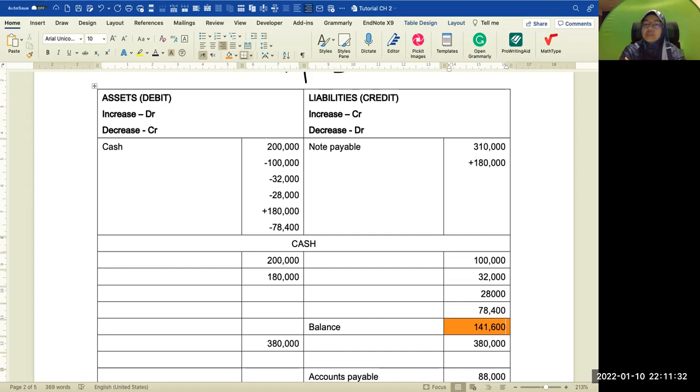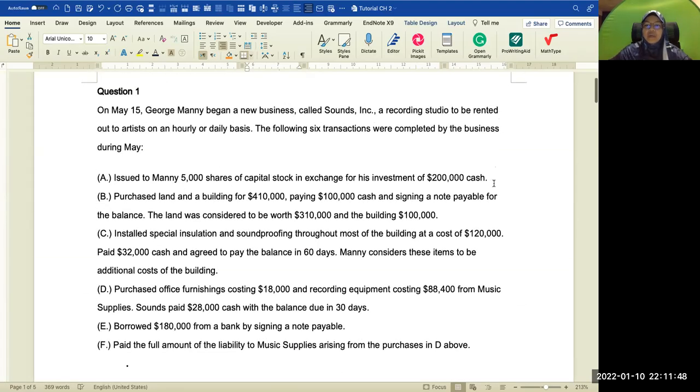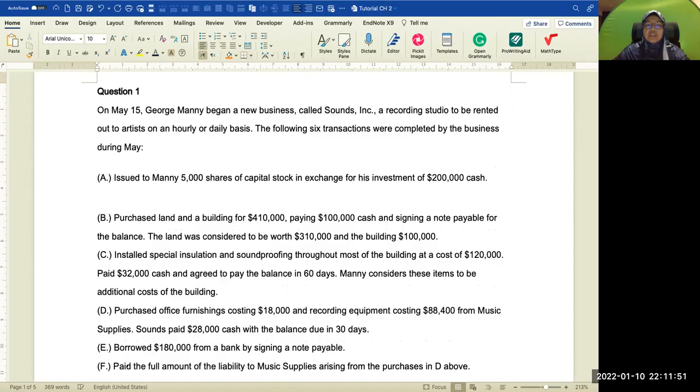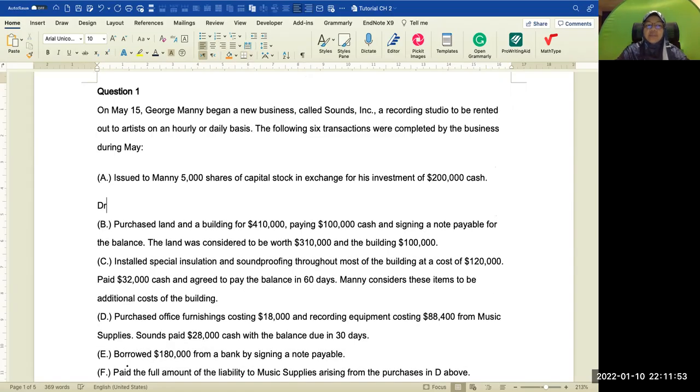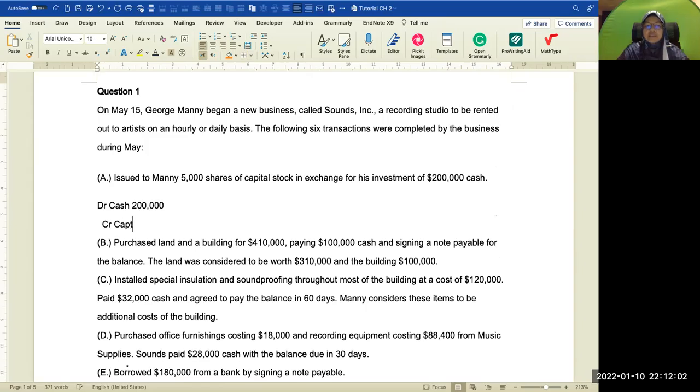So later you see that for every transaction, you don't do what I did just now. What you do is put it into journal entries, whether you debit or you credit. For example, for the issue here, you are going to debit your cash of how much? 200,000. And then you're going to credit your capital. So this is what we call journal entries.